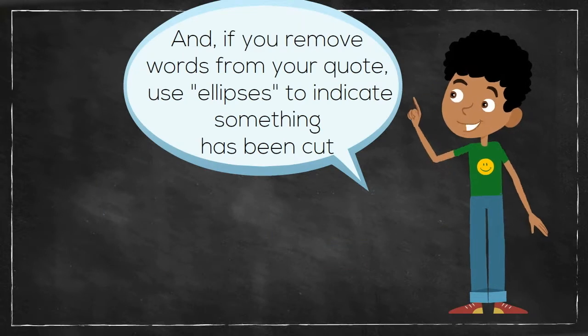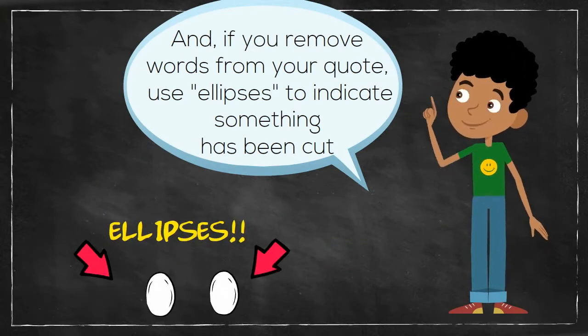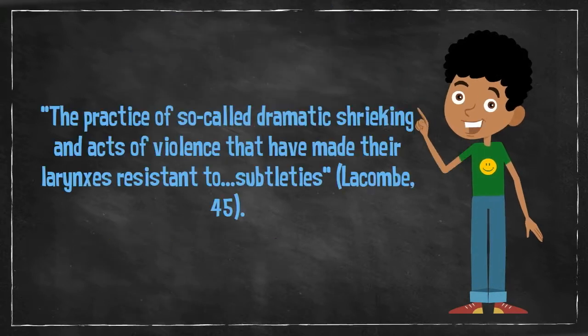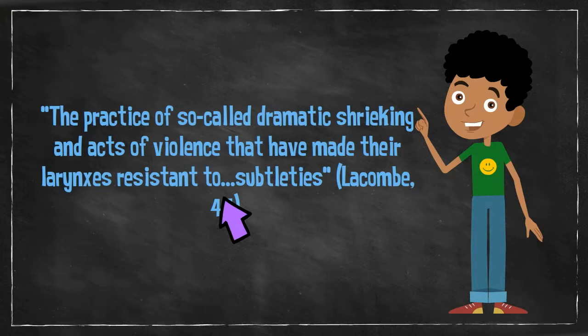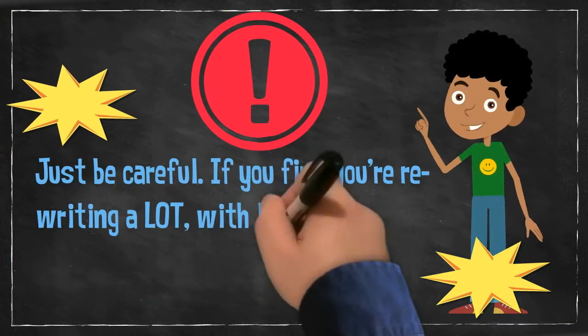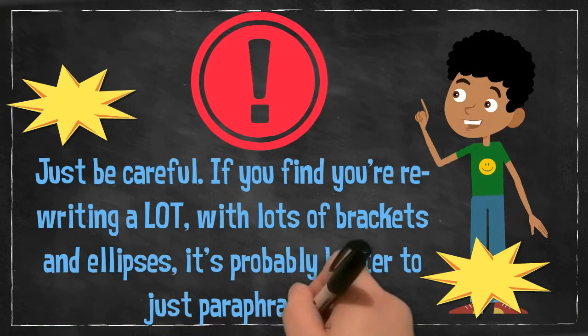And if you remove words from your quote, use ellipses to indicate that something has been cut. Let's look at an example. The practice of so-called dramatic shrieking and acts of violence that have made their larynxes resistant to subtleties. Just be careful. If you find you're rewriting a lot, with lots of brackets and ellipses, it's probably better just to paraphrase.